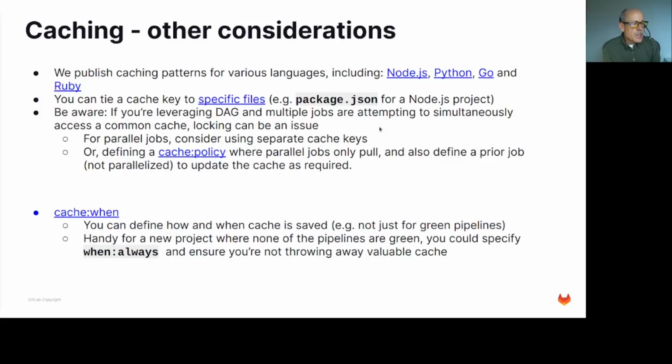Another consideration is early in a project, it could be that none of the pipelines are green. And what happens is if none of the pipelines are green, we're always generating cache content from scratch, but we're never using it. So one tip we could provide here is to use the when always to ensure you're not throwing away valuable cache until you're able to get your pipelines green.